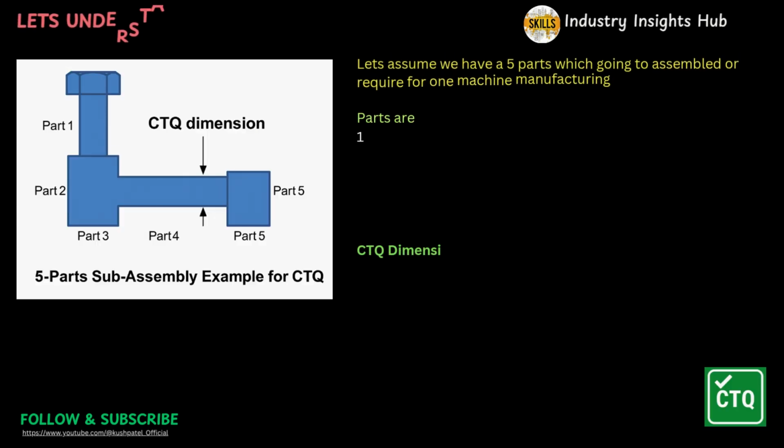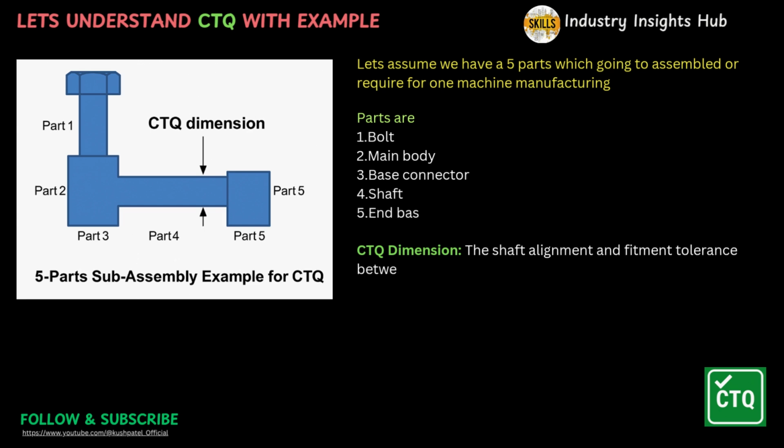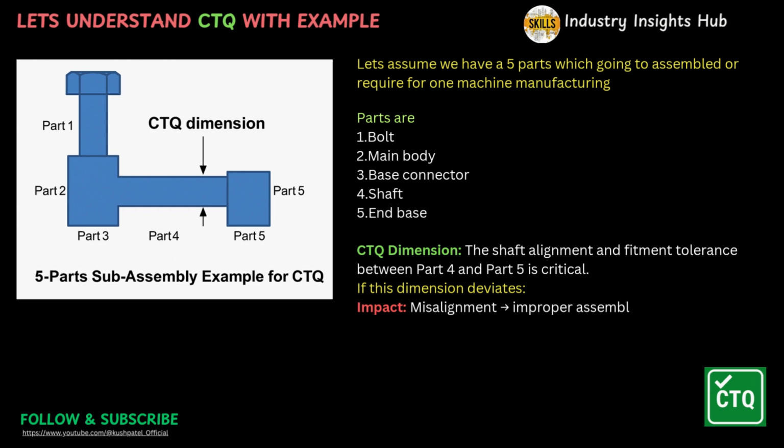Let's understand critical to quality with an example to understand it in an easy manner. Let's assume we have 5 parts which are going to be assembled and are required for one machine's manufacturing. The parts are bolt, main body, base connector, shaft and end base. CTQ dimension: the shaft alignment and fitment tolerance between part 4 and part 5 is critical. If this dimension deviates, the impact is misalignment, improper assembly, vibration or failure in the machine system.